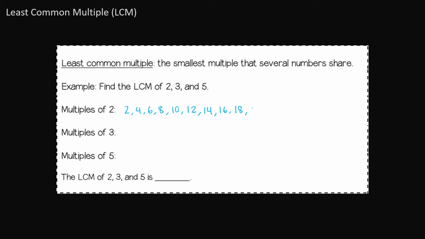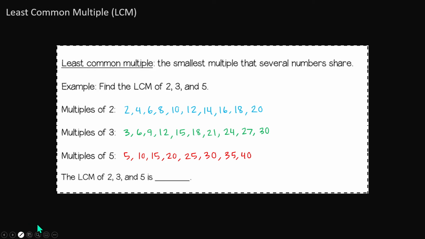I'll go up to 20 for this one. Why not? And let's find multiples of 3. So counting up by 3s, 3, 6, 9, 12, 15, and so on. Okay. And then multiples of 5. So counting up by 5s. 5, 10, 15, 20, 25, 30, 35, 40. So right now I'm not currently seeing a multiple that they all share.